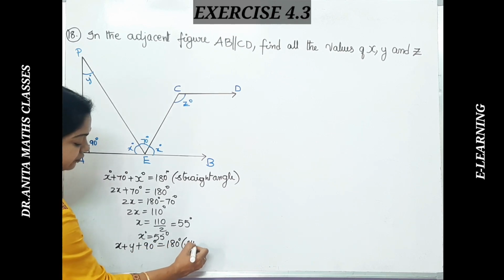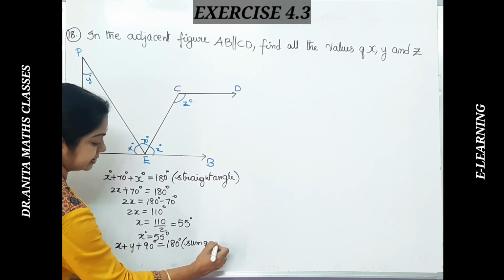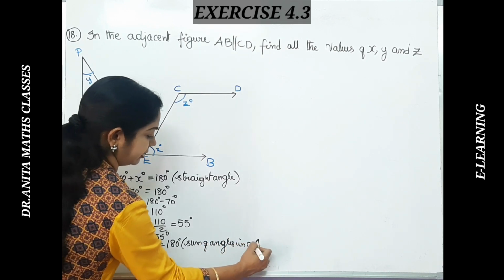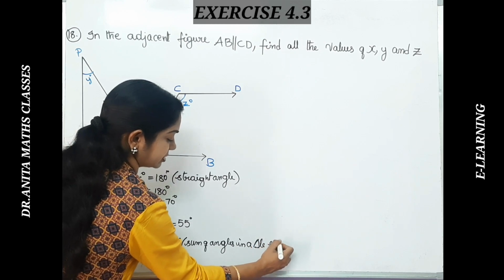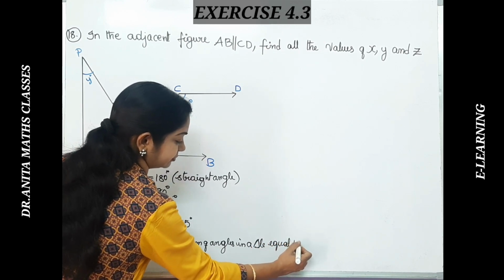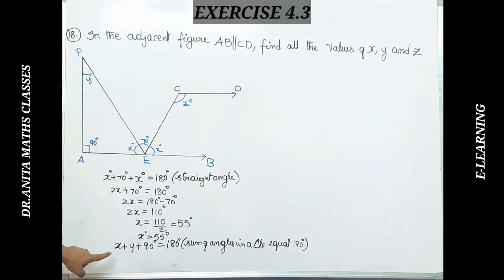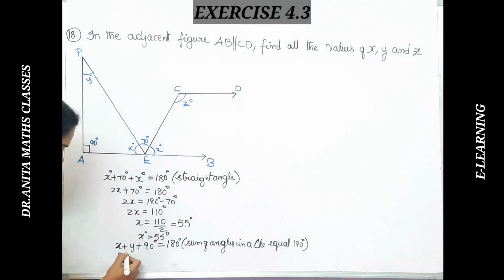Why? Sum of angles in a triangle equals 180. Angle sum property. So, x angle we will substitute. Okay. So, here 55 plus y plus 90 equals 180.